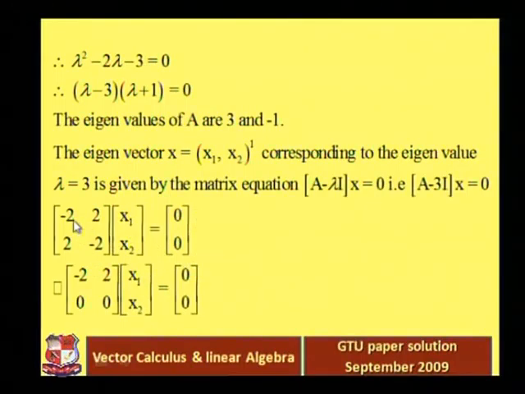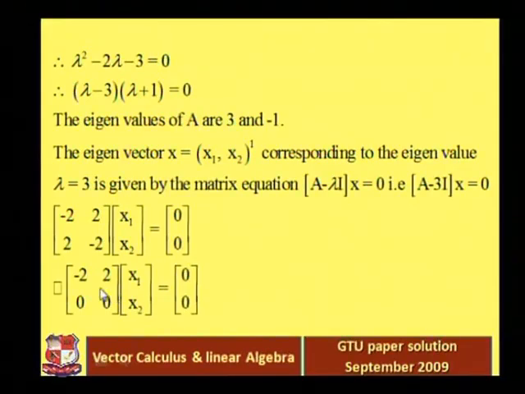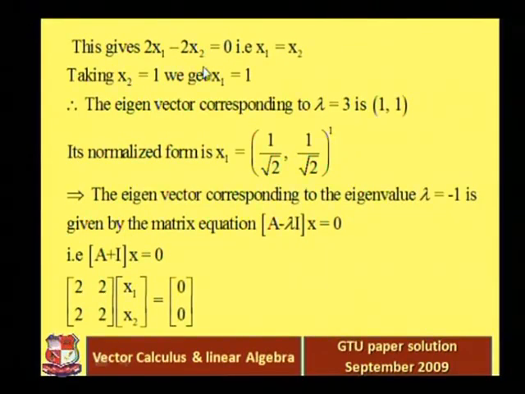Now we have to convert this matrix into a row echelon form. So when we multiply first row with 1 and add into the second row, you will get minus 2 2, 0 0 into x1 x2, that is equal to 0 0. Using this equation you will get minus 2x1 plus 2x2, that is equal to 0. In other words you can also say 2x1 minus 2x2 is equal to 0. So you will get x1 is equal to x2. Taking x1 is equal to 1, you will get x2 is equal to 1 also. So the eigenvector corresponding to lambda is equal to 3 is 1 1.